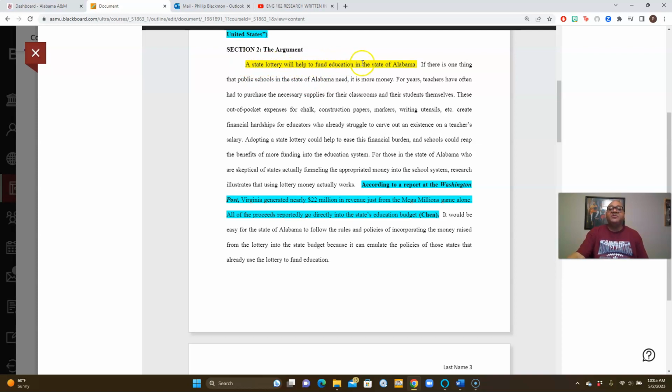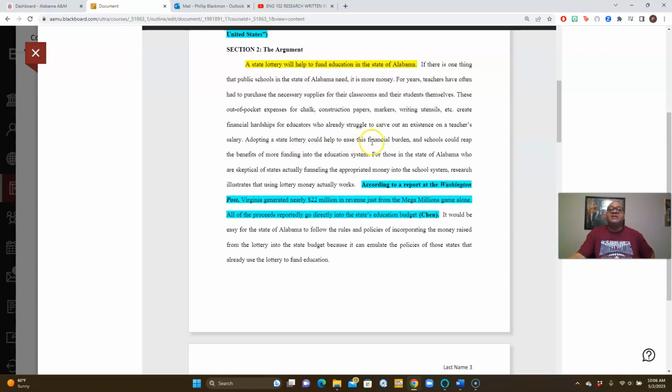So look at this. A state lottery will help to fund education in the state of Alabama. That is my topic sentence. Now I'm giving my point of view. If there is one thing that public schools in the state of Alabama need, it is more money. For years, teachers have often had to purchase the necessary supplies for their classrooms and their students themselves. These out-of-pocket expenses for chalk, construction paper, markers, writing utensils, etc. create financial hardships for educators who already struggle to carve out an existence on a teacher's salary.